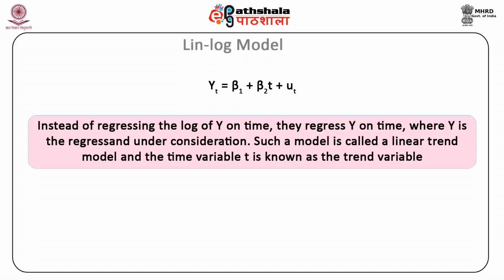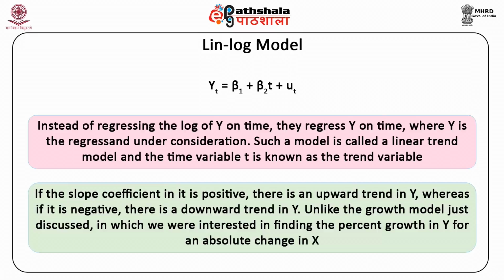Lin-log model. Instead of estimating the growth model, researchers sometimes estimate the following model, which is yt is equal to beta 1 plus beta 2 t plus ut. That is, instead of regressing the log of y on time, they regress y on time, where y is the regressant under consideration. Such a model is called a linear trend model, and the time variable t is known as the trend variable. If the slope coefficient in it is positive, there is an upward trend in y, whereas if it is negative, there is a downward trend in y.